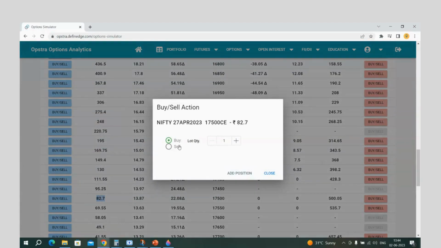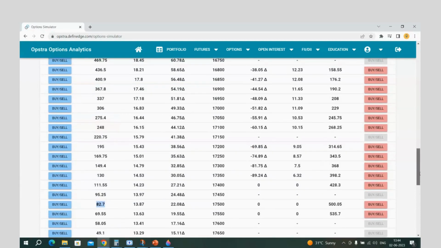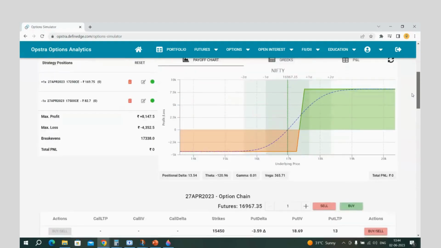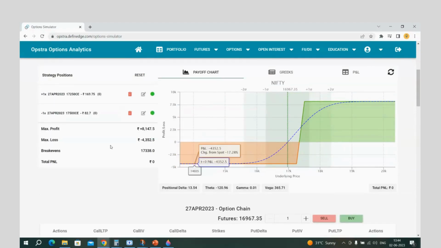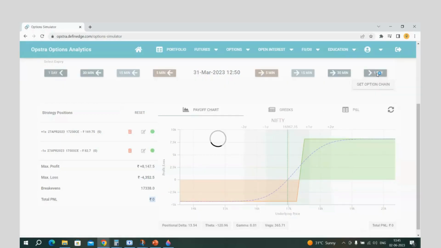So we have to sell one lot. It's 1:1, not like the ratio spread. In the ratio spread, we were selling 1:2, right? Now if you see, this is how it is looking, and the risk reward is a little less than 1:2. As this is a monthly strategy, we'll move by one day. You can see the PNL here or here. Okay, let's go by one day.